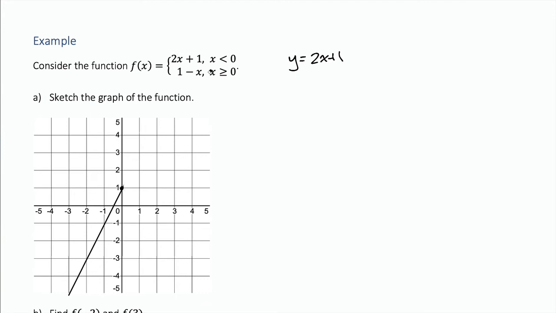Okay? And in fact, when x is equal to 0, we don't use that either. So to be very precise, we should put a little hole right there to indicate it's not, okay? So that right there is the graph of this first portion.